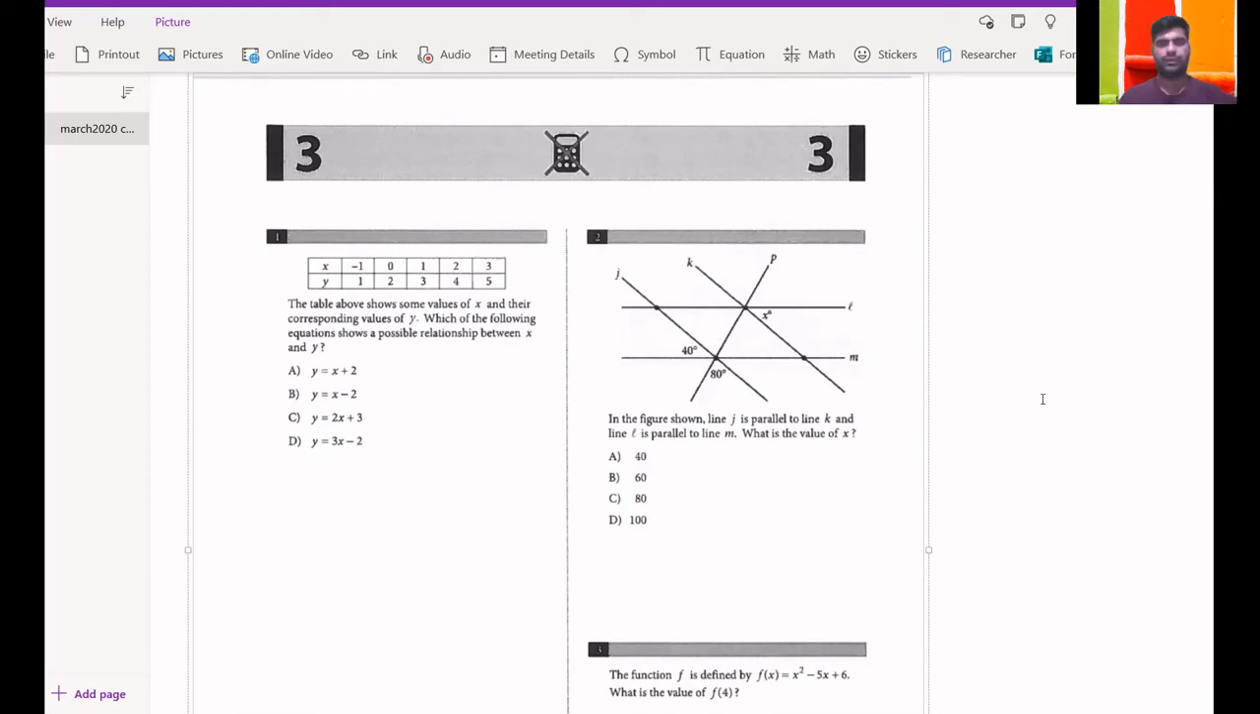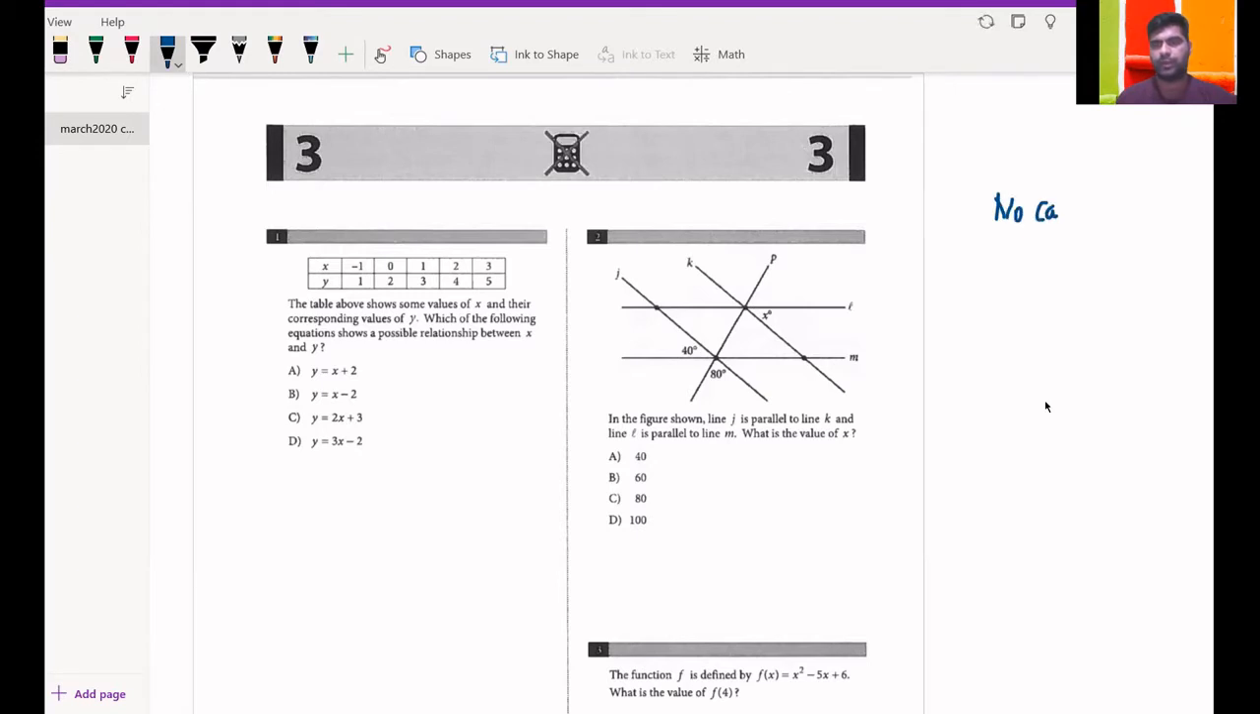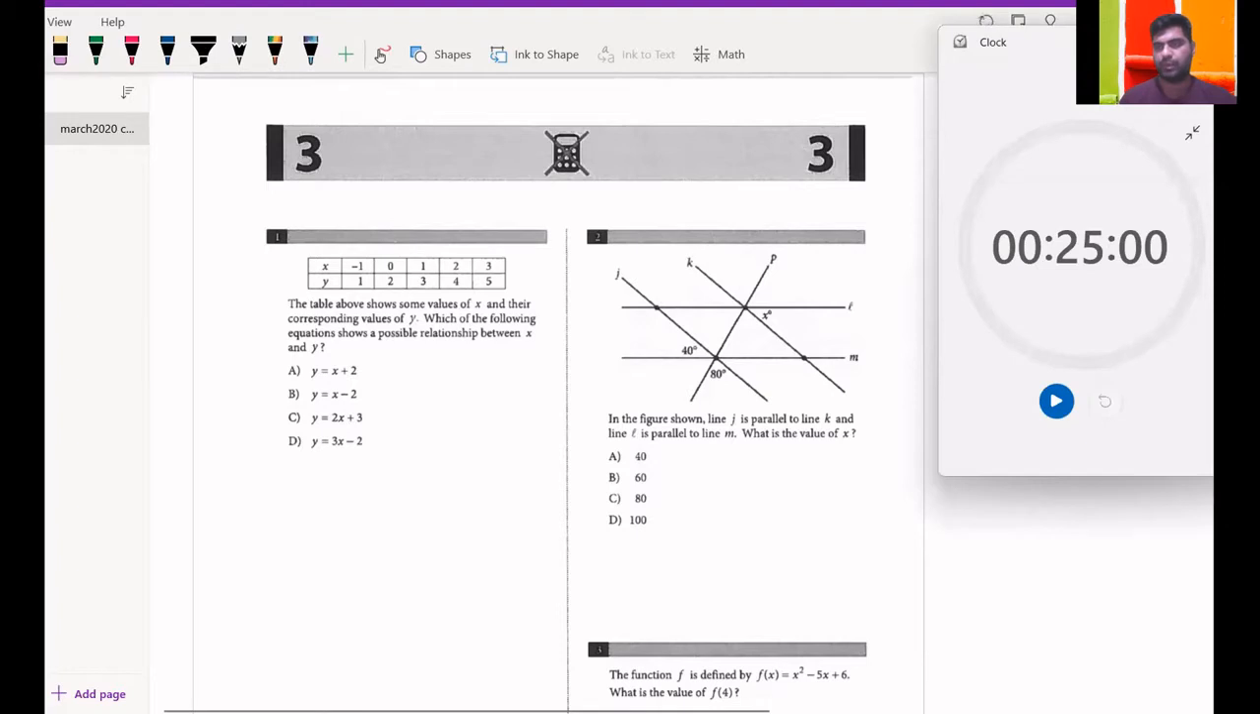Hello guys, in this video I'm going to solve the SAT March 2020 paper within the stipulated time. For the No Calc section I'm going to take 25 minutes and for the Calc section I'm going to take 55 minutes. Okay, so we'll see how we can solve this perfectly with some explanation within the stipulated time. Okay, this is a live video. I'm going to put my clock here and let us begin. So no Calc for 25 minutes.